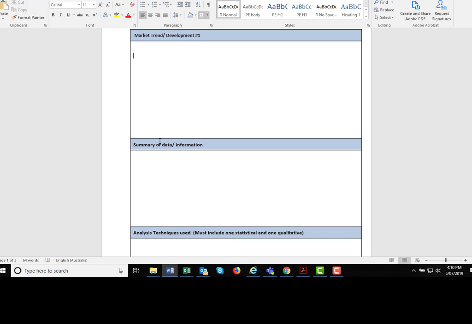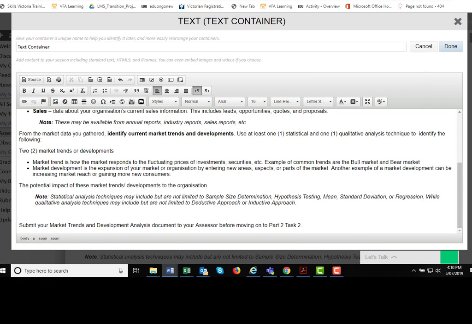List what the trend or the development is, and a summary of the data or information. Obviously you've collected some information or data to establish that there's a trend or development that needs to be considered. Then the analysis techniques used. If we go back to your task here, it talks about statistical analysis techniques and qualitative analysis techniques. You will have been through that in your notes.